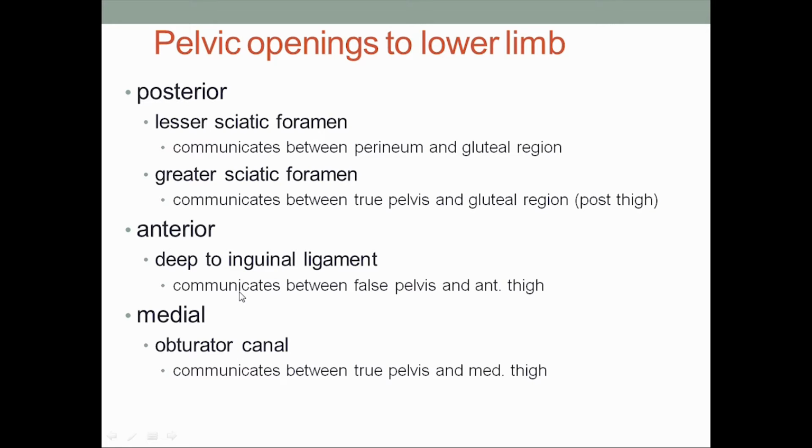The anterior opening that's deep to the inguinal ligament communicated between the false pelvis, because it was above the pelvic inlet, and the anterior thigh externally, whereas the obturator canal that lies more medially communicates between the true pelvis, because it's below the pelvic inlet, and again with the medial thigh.